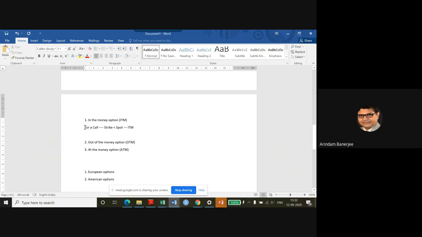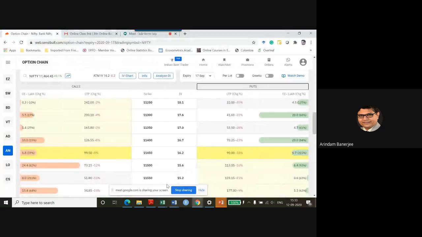Similarly, for a call, if the strike is more than spot, then I can say it is out of the money. Like for example, here, the strike is higher than spot. 11,500 is higher than 11,464. So this call option is OTM, out of the money.